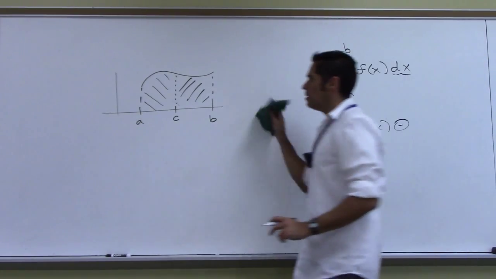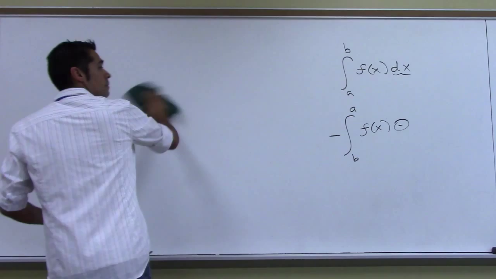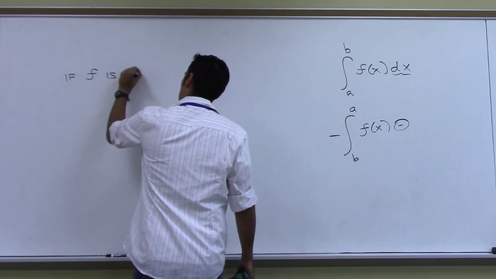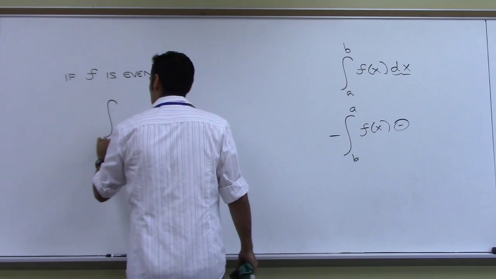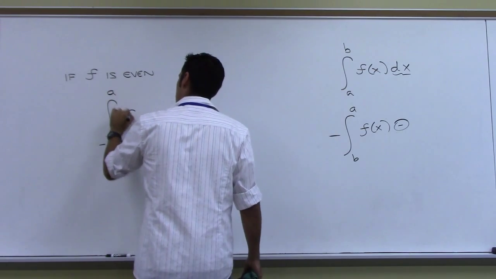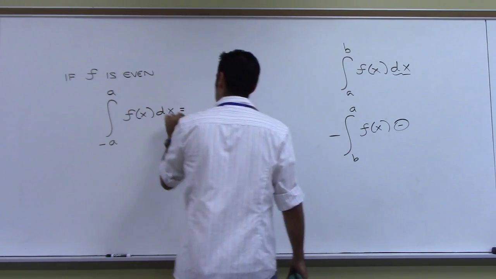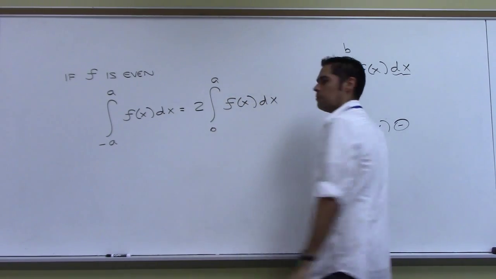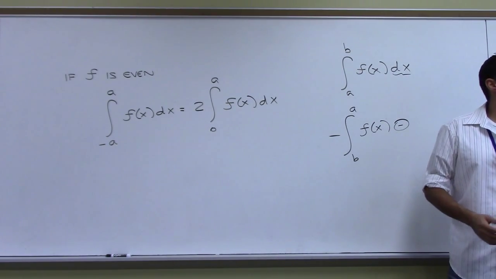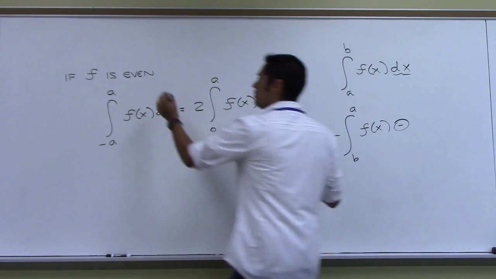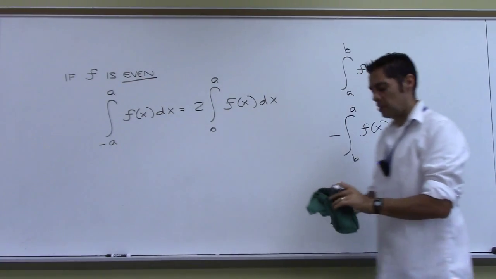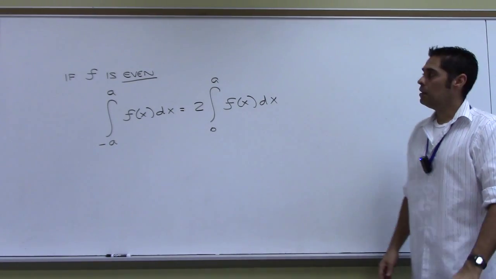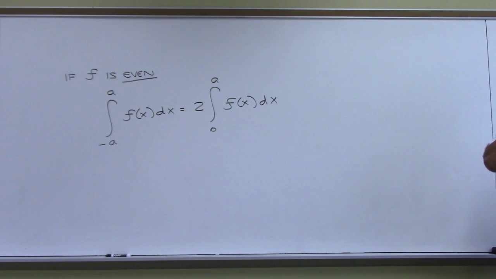All right, the next one is a nice result. If f is even, then the integral from negative a to a of f of x dx equals 2 times the integral from 0 to a of f of x dx. What does it mean for a function to be even? You probably saw that in college algebra, and in pre-calculus, and probably in calculus 1. What does it mean for a function to be even? You want to remember?